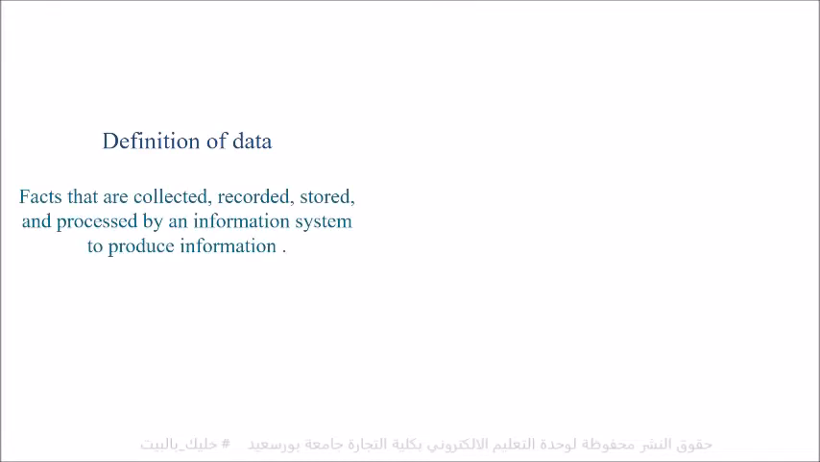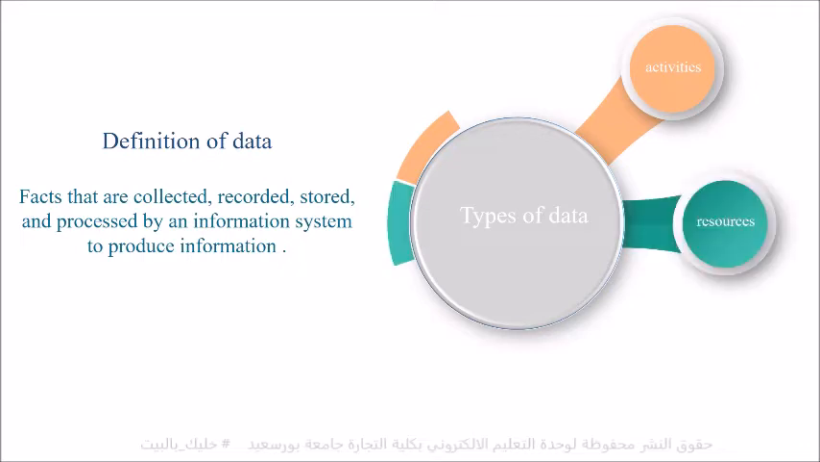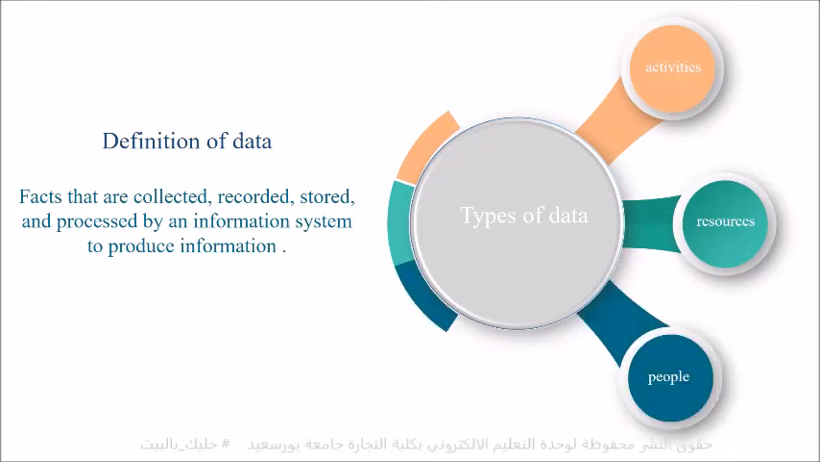Definition of data. Data are facts that are collected, recorded, stored, and processed by an information system to produce information. We have three types of data. First, activities that take place, such as the sale activity. Second, resources that are used in those activities, such as raw materials for producing goods or services. Third, people, the people that operate in doing those kinds of activity.